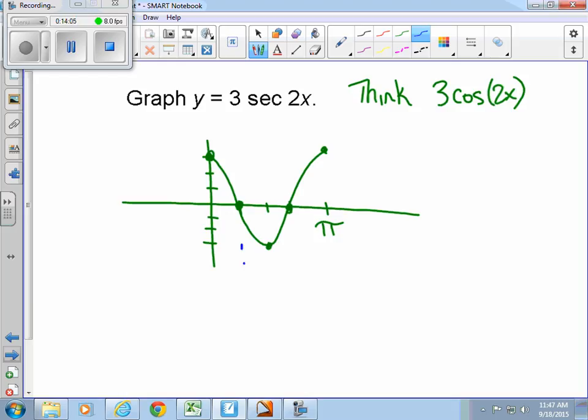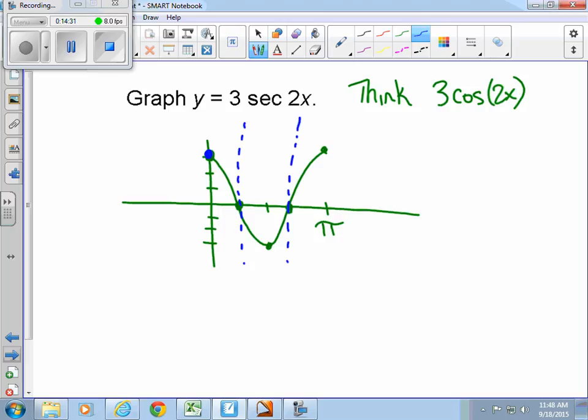Everywhere cosine crosses the x-axis, I'm going to put a vertical asymptote. Now notice those are in different places because I have a horizontal shrink. But that's okay. This figures out where those places are. So on this one, it's pi over 4 and 3 pi over 4 instead of pi over 2 and 3 pi over 2.